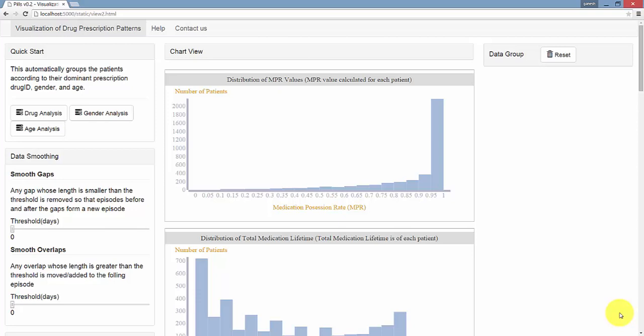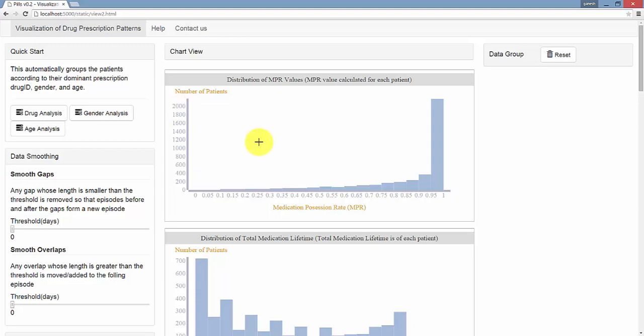Let us see how to use this tool. The tool has three sections. On the left, it has filtering options. In the center is where all the graphs are, and on the right is a data group, which I'm going to show you in a while. Let me explain each graph before we start using the tool.